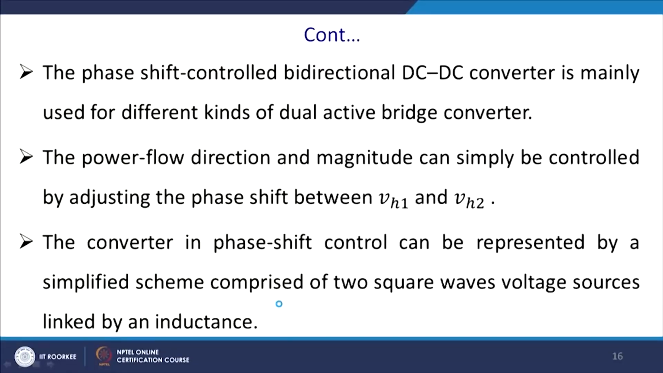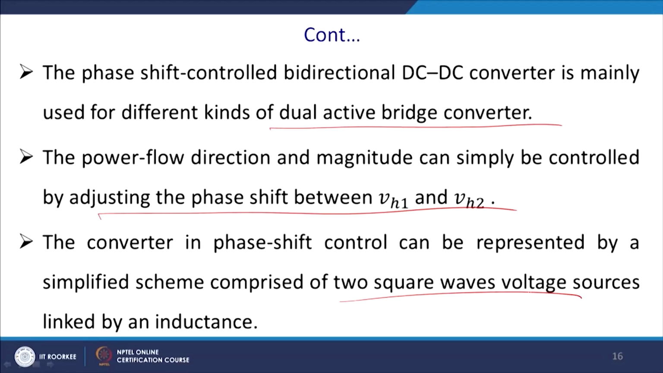And now, let us come to the phase shift control bidirectional DC to DC converter. It is mainly used for a different kind of dual active bridge converter. The power flow is bidirectional and the magnitude can be simply controlled by adjusting the phase shift between the VH1 and the VH2, which we have seen in the figure previously. The converter in phase shift control can be represented by a simplified scheme comprising two square wave voltage sources linked by the inductance.